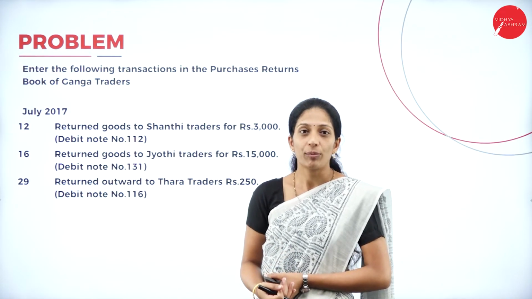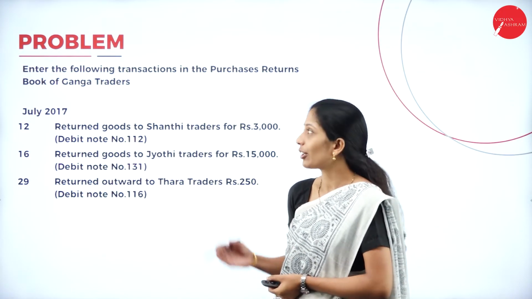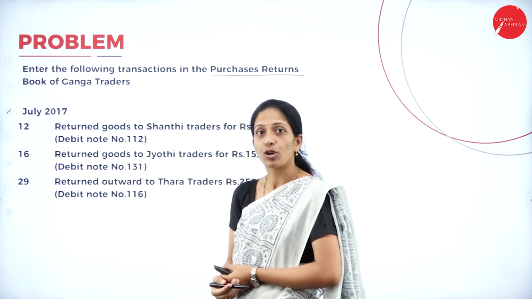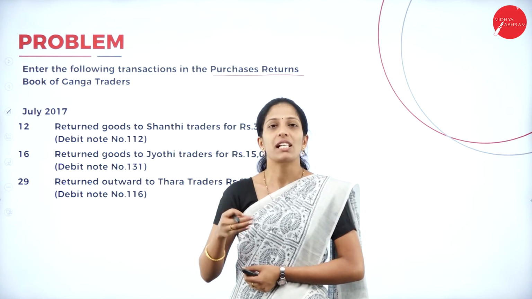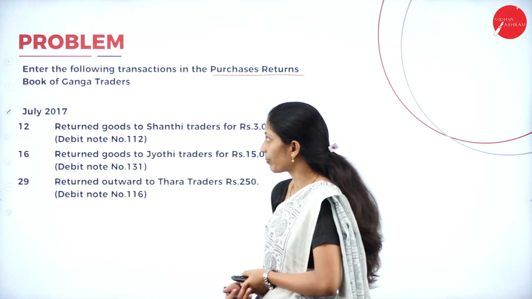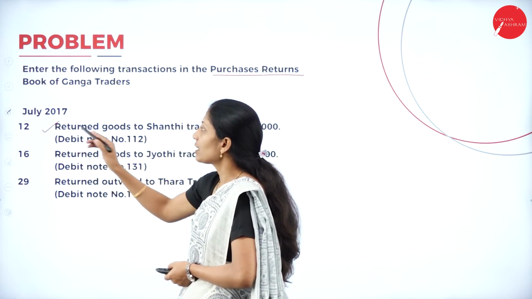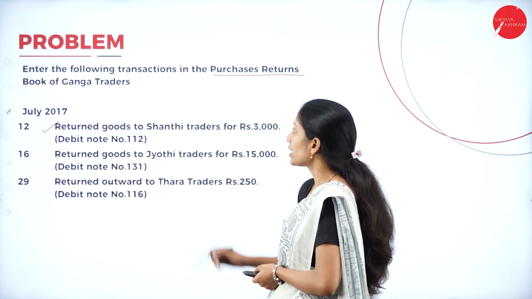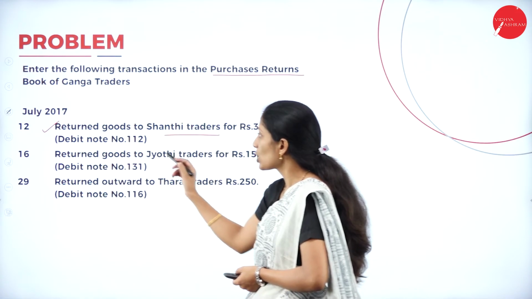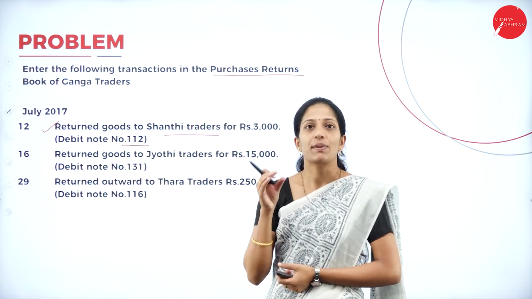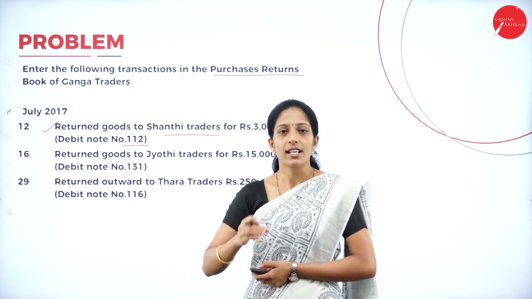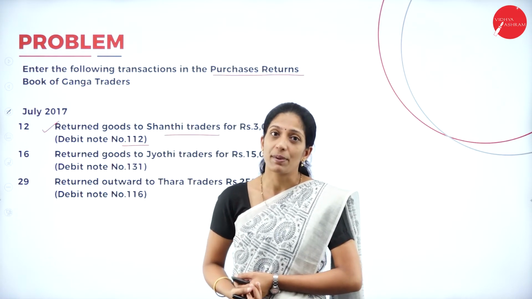Now we shall go through one more problem on purchase returns book. Now go through the problem here. Enter the following transaction in purchase returns book of Ganga Traders. So they have given a certain transaction where they are asking us to prepare the purchase returns book. Now go through the first one. July 12th, 2017, return goods to Shanti Traders for rupees 3,000 and debit note number is 112. So they have given the debit note number as well as the name of the supplier. So we shall directly prepare the purchase returns book.